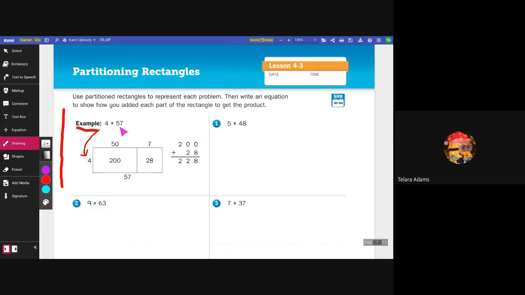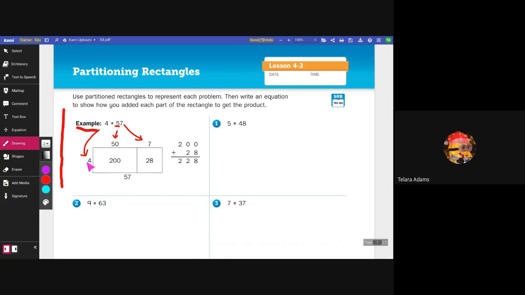For 57, I'm going to use expanded form. And what is the value of that 5 for expanded form? Yes, 50. There it is. And then 7 ones. Oh, there are 7 ones.